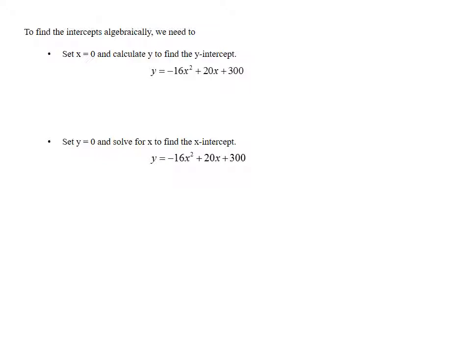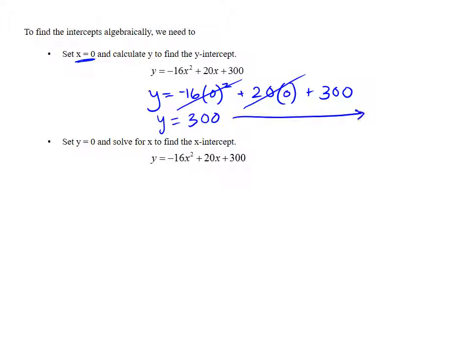To find intercepts algebraically, we need to think about the coordinates of intercepts and how they always have 0 as one of the two values. When you're looking for a y-intercept, you're on the y-axis, so your x value is 0. So to find a y-intercept, we set x equal to 0. So I plug 0 in here. We have something really nice that happens, which is that any term with an x in it basically goes to 0 because 0 times anything is just 0. So we very quickly get our y-intercept with really very little effort, (0, 300).